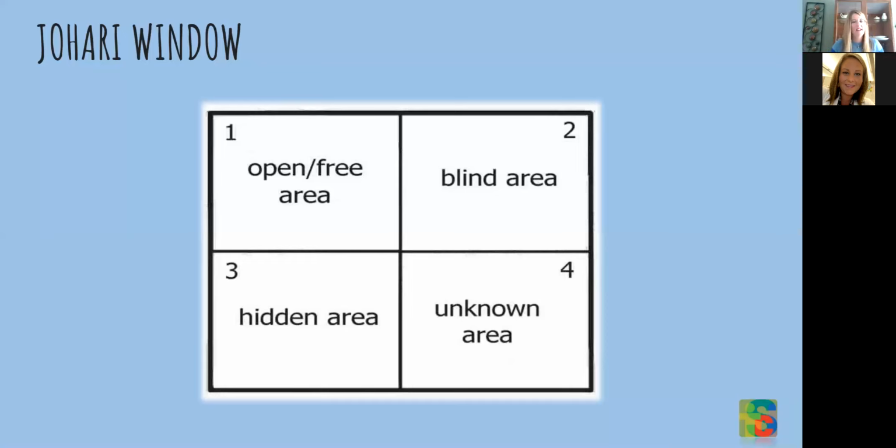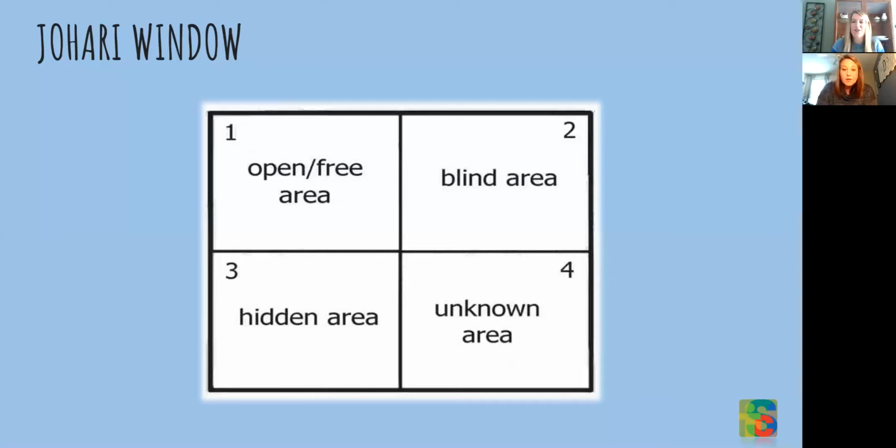So I think it's not always a negative thing to have people who have perceptions of you, because sometimes we just don't see those things in ourselves. And so that's where that blind area comes into play. It really is based on feedback from other people, and we have to be willing to receive and process that feedback.